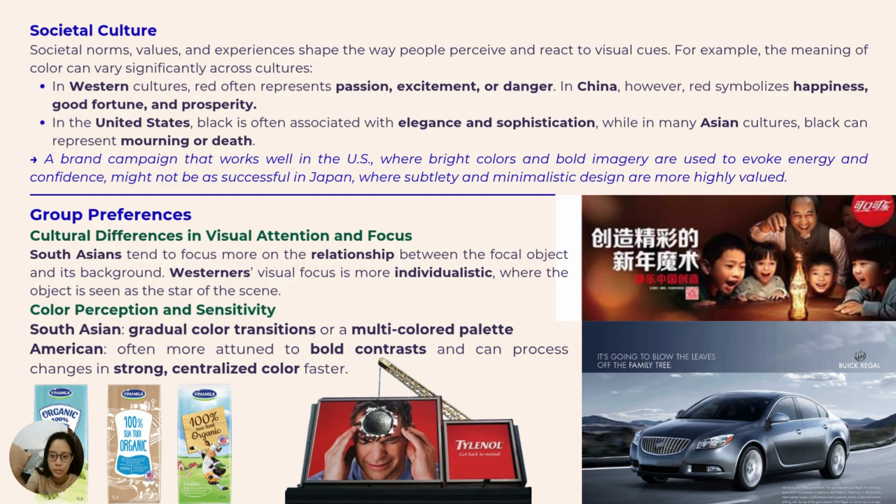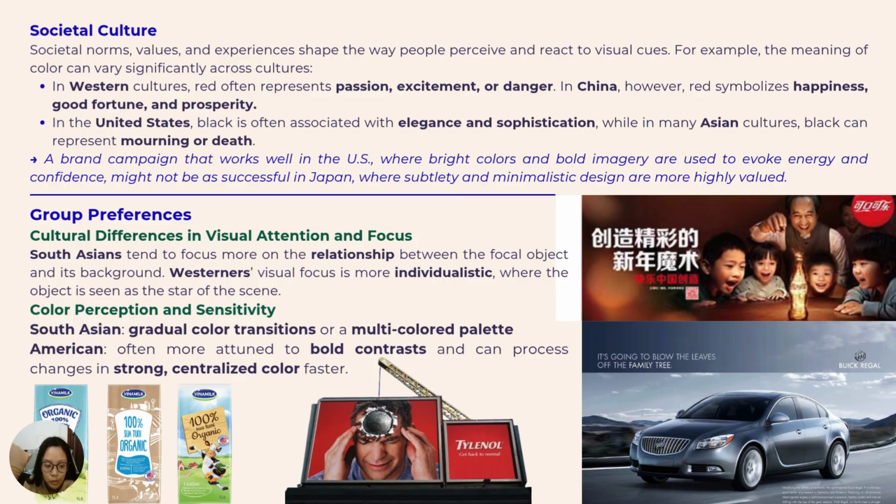Move on to societal culture. Cultural context also plays a significant role in how visual stimuli are interpreted. Societal norms, values, and experience shape the way people perceive and react to visual cues. For example, the meaning of color can vary significantly across cultures.